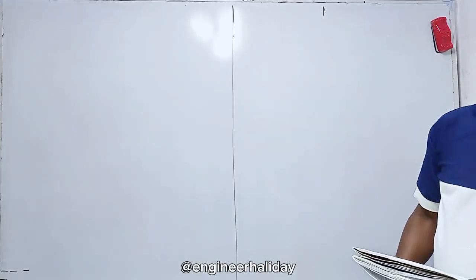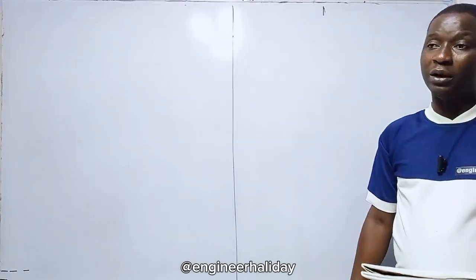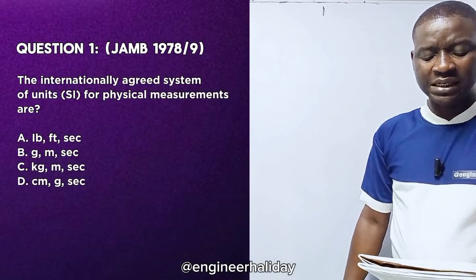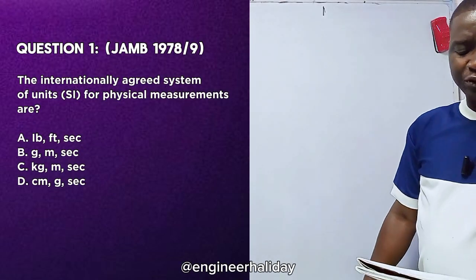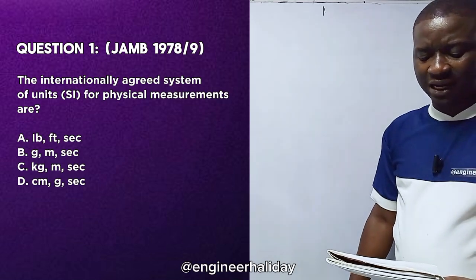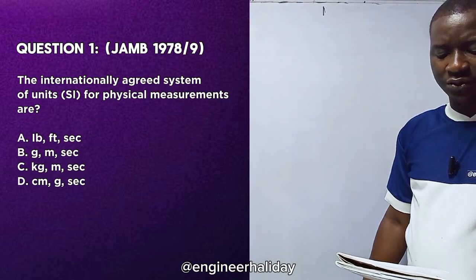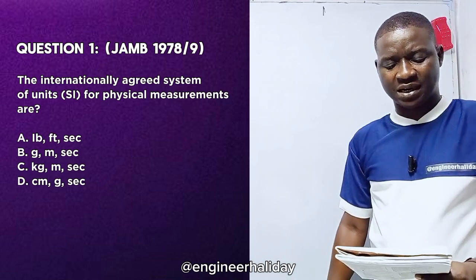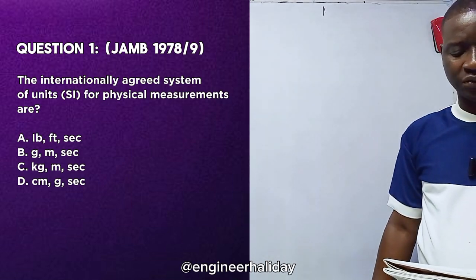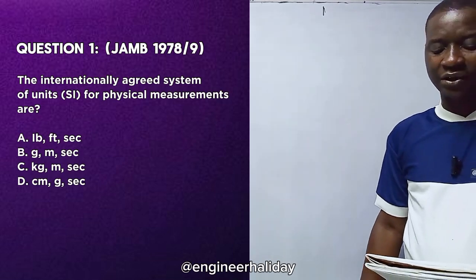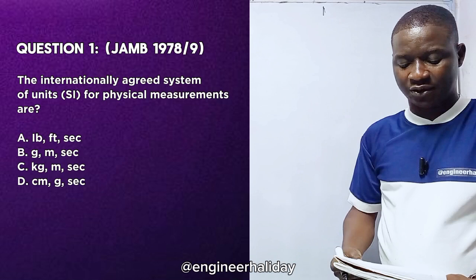Let's solve questions on this particular topic, which is measurement and units. The International Agreed System of Units, SI, for the physical measurement are: A, pounds, feet, seconds. B, gram, meter, second. C, kg, meter, seconds. D, centimeter, gram, seconds. And this question is number 9 of 1978.